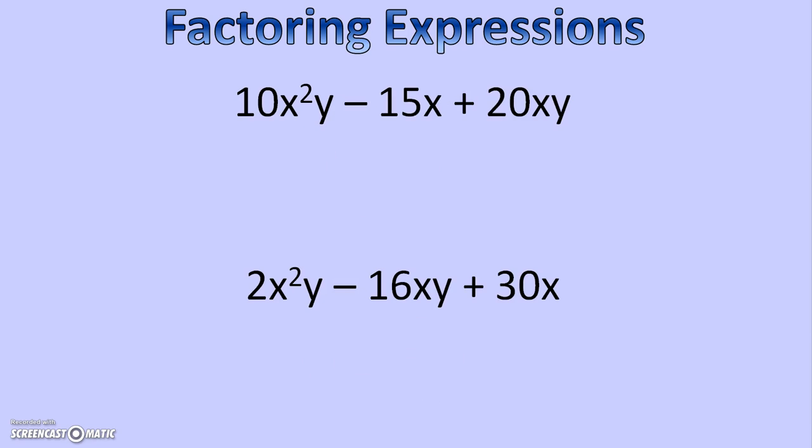All right, now don't get scared just because there are 3 terms. We're doing the same exact concept, except with trinomials this time. So follow along. Our first step is finding our GCF and pulling it out. So 10, 15, and 20, our GCF with our coefficients is going to be 5.